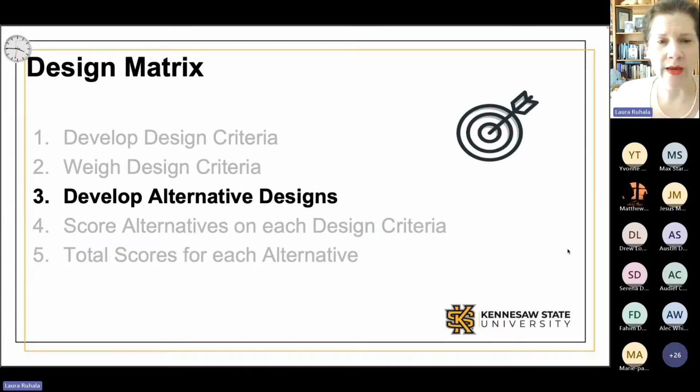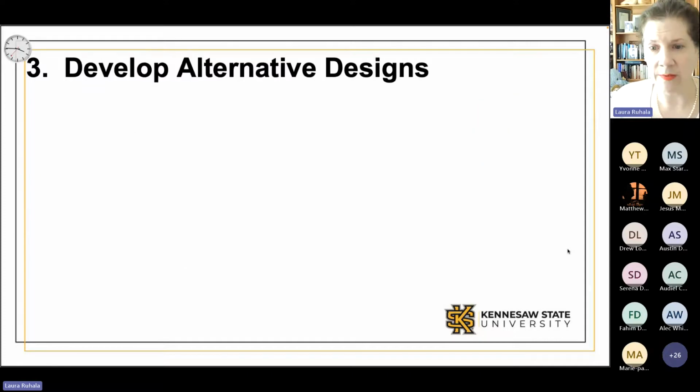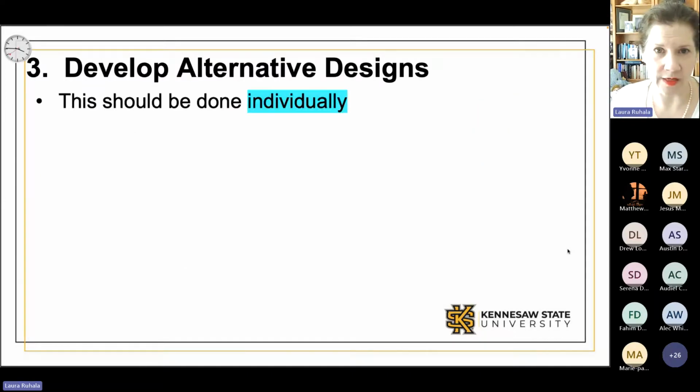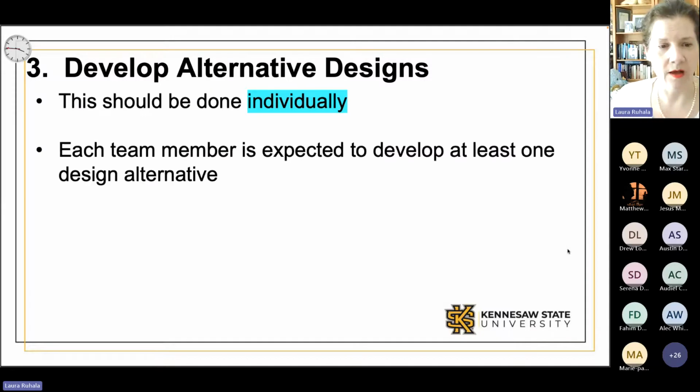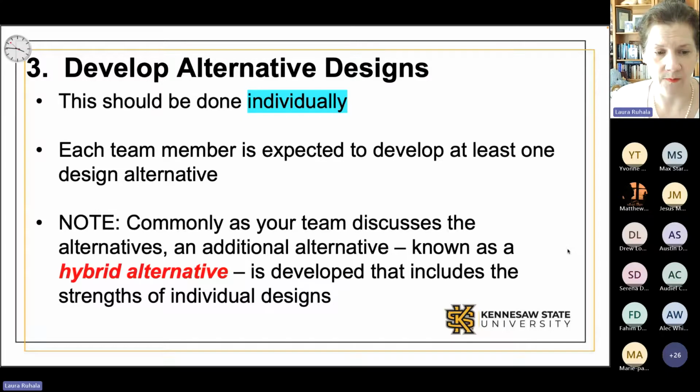Okay, after you weigh the design criteria, then you develop alternative designs. Now, remember, this is done individually. This is when individual creativity really comes through. Each team member is expected always to develop at least one design alternative. Note, commonly as your team discusses the alternatives, an additional alternative known as a hybrid is developed that includes the strengths of the individual designs.